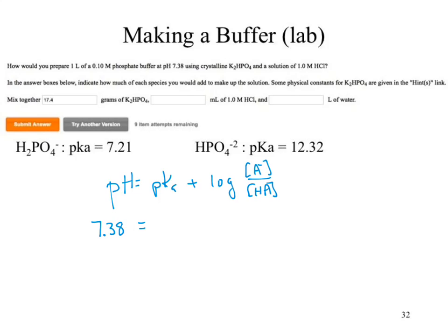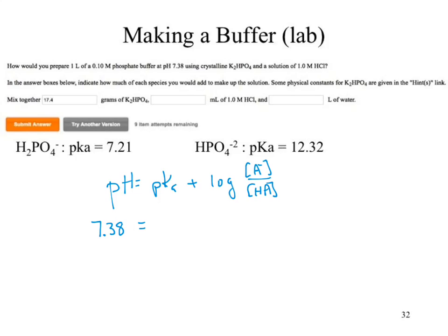Okay, but then what do we have to do to get to a 7.38? Do we have to add acid or add base? Base. Why add base? Make it higher. Okay. If we went in at just that solution, we're looking at a pH of 7.2. We need to get to 7.38. So we'd have to add base.